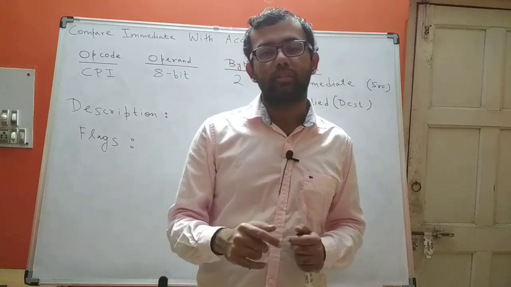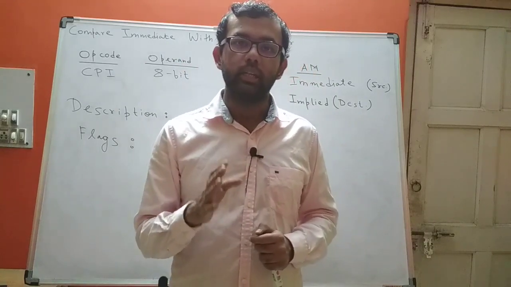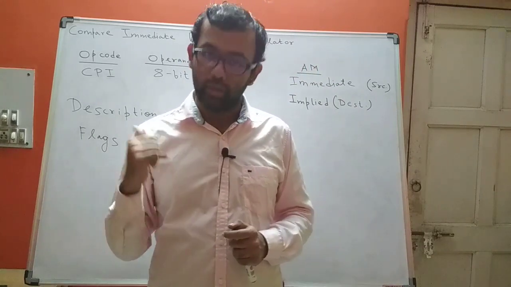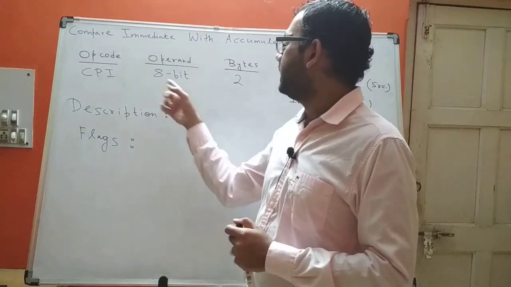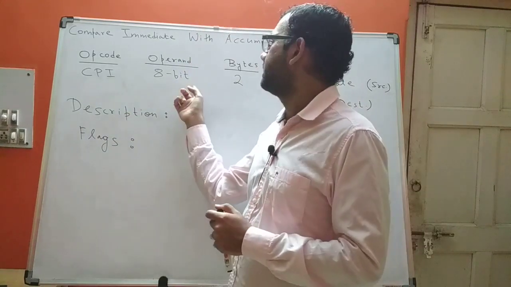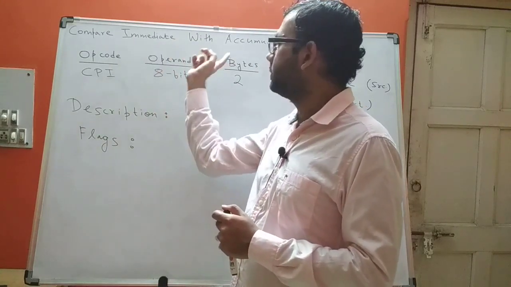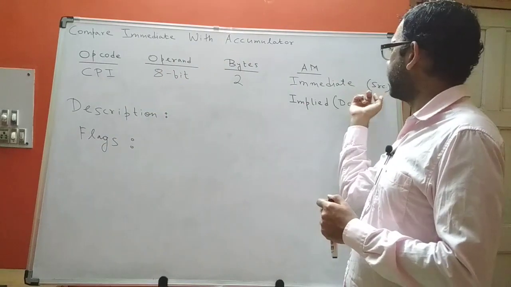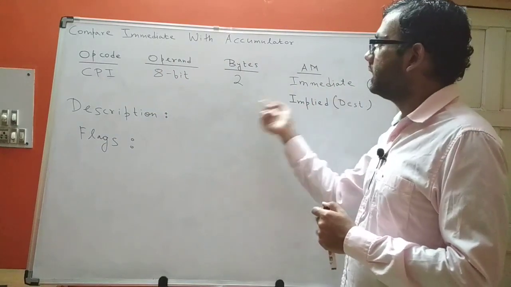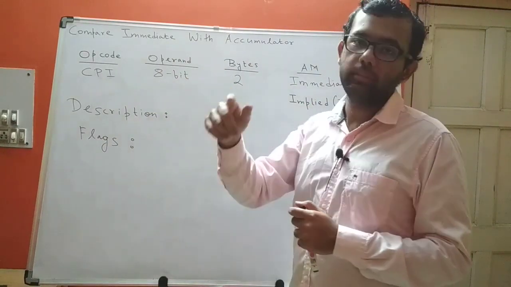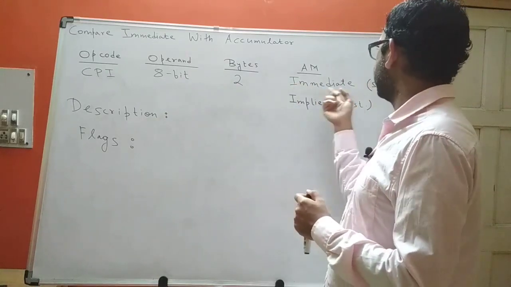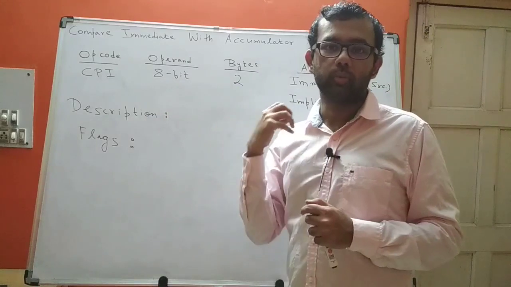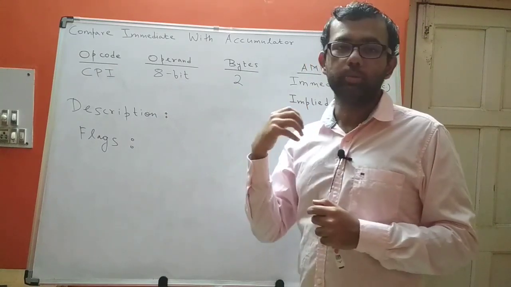In the previous instruction, we saw that the operand was inside a register or in a memory location. Now here, the operand is available to you immediately in the instruction itself. That's why it's called compare immediate with accumulator. For the same reason, the addressing mode with respect to source is immediate, because the operand is directly available in the instruction. And with respect to the destination, it's implied because one of the operands is assumed to be the accumulator.